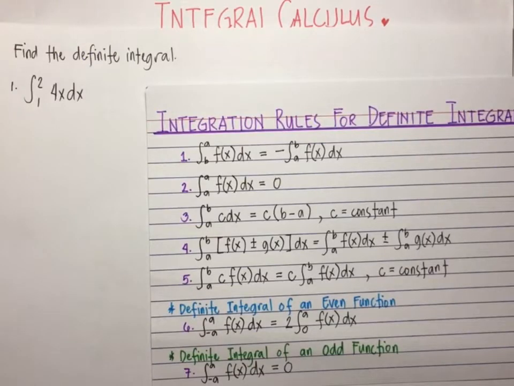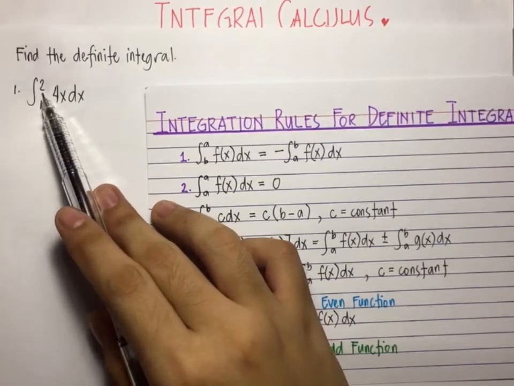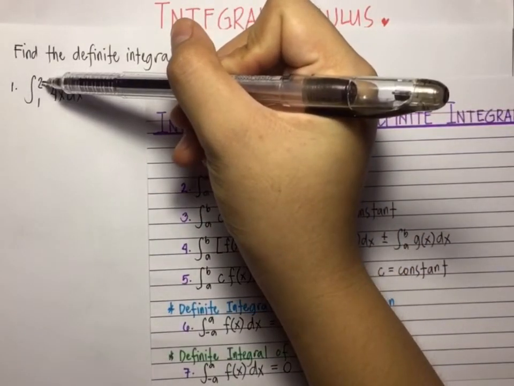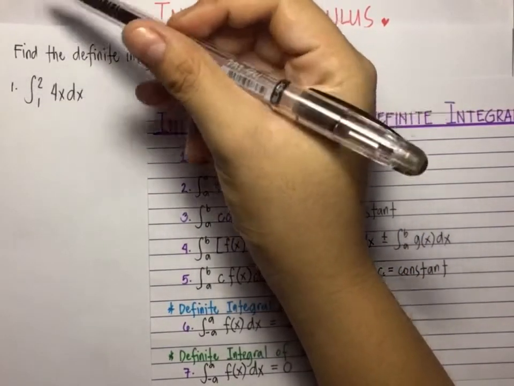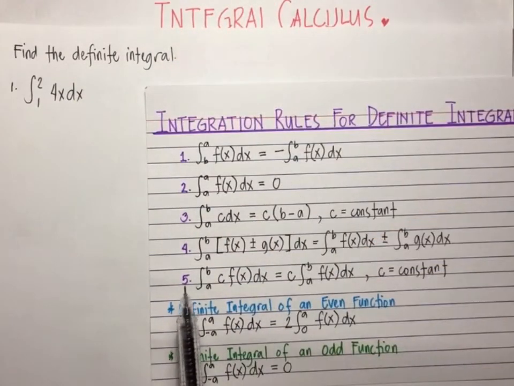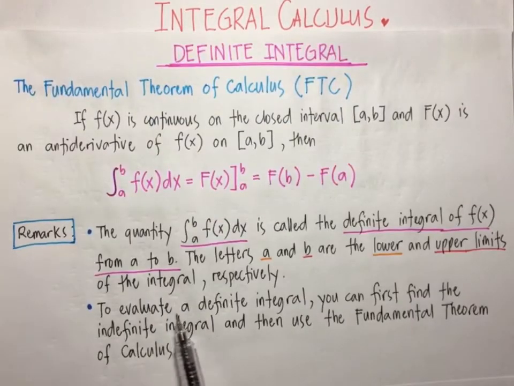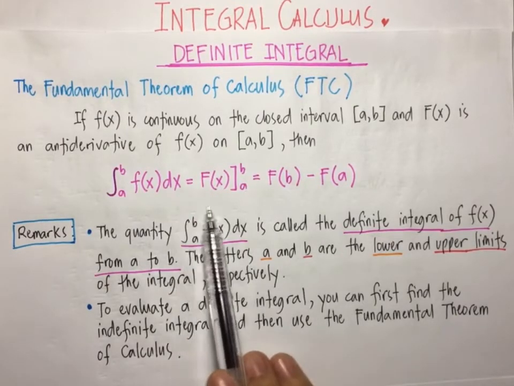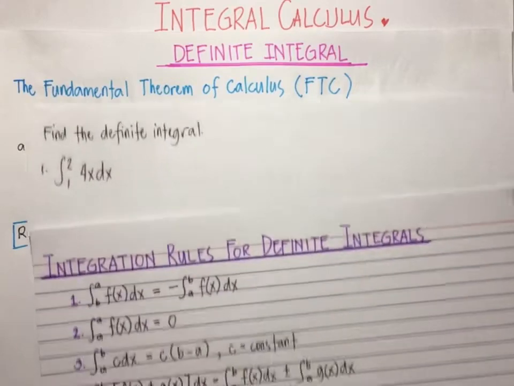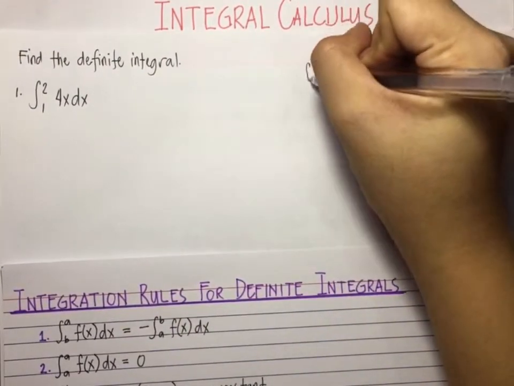Let us find the definite integral of 4x dx from 1 to 2. Since our upper limit is greater than the lower limit, and we have a constant 4 and a function x, apply property number 5. But remember, to evaluate a definite integral, we need to find the indefinite integral first and then use the fundamental theorem of calculus. So we need to solve for the indefinite integral first.